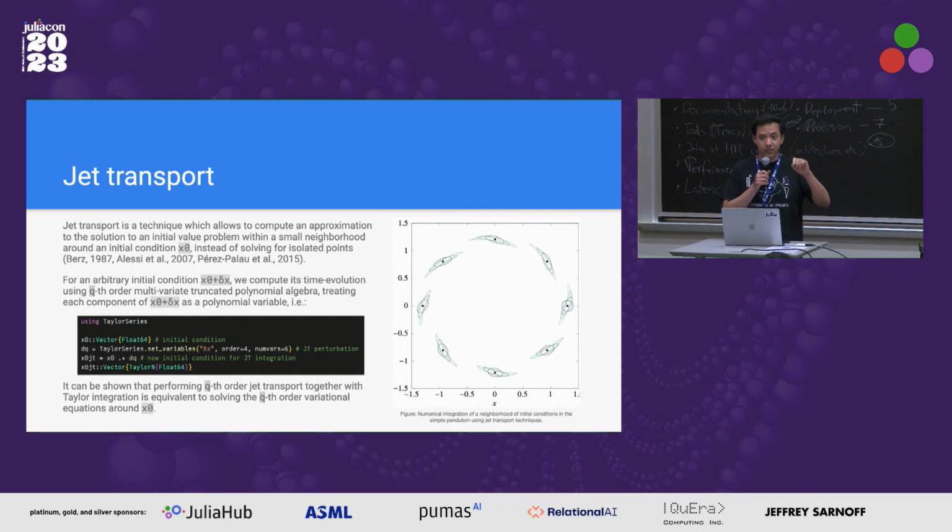So what is jet transport? It's a way to keep track of, for example, a nominal or reference initial condition, say x0, and small perturbations to that reference initial condition, in terms of a truncated polynomial algebra. We treat this perturbed initial condition as a vector of Taylor series with Float64 coefficients, using TaylorSeries.jl in Julia. That allows us to keep track of how the neighborhood around the reference initial condition deforms in time.